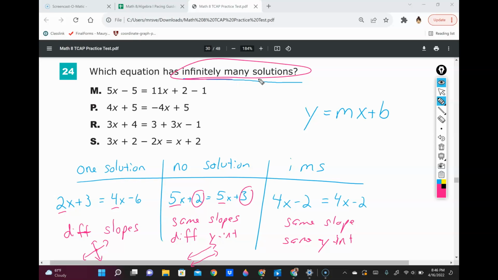So if you look at these answer choices, you've got to figure out which one has infinitely many solutions. So if you clean them up a little bit, you notice here that you're going to have 11x plus 1. Over here you have 5x. Now remember 5x and 11x, that's going to give you one solution. So that's not what we're looking for. Here I have negative 4x and 4x. Those are different. Again, you'll have one solution. 3x plus 4, and then combine your like terms. That'll actually give you 3x plus 2. So you've got the same slope, but you don't have the same y-intercept, so that's going to be no solution.